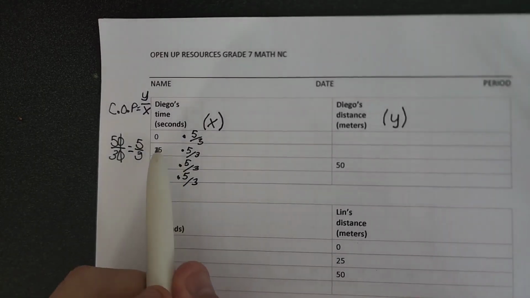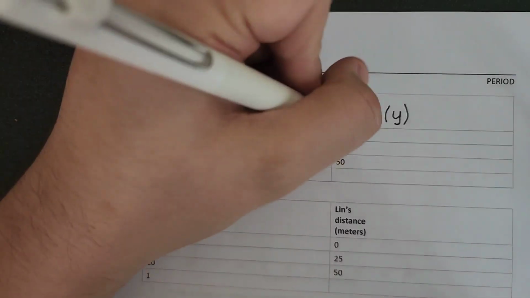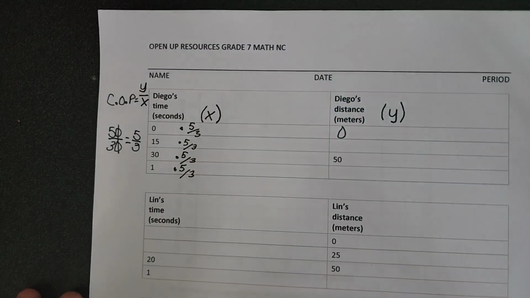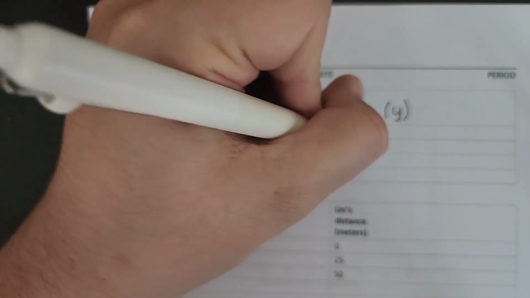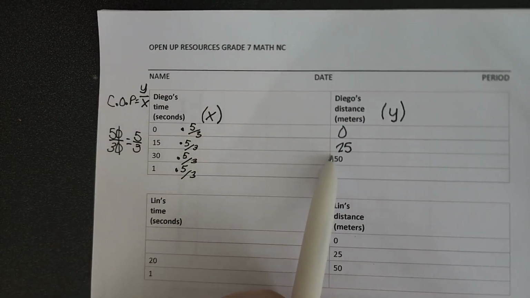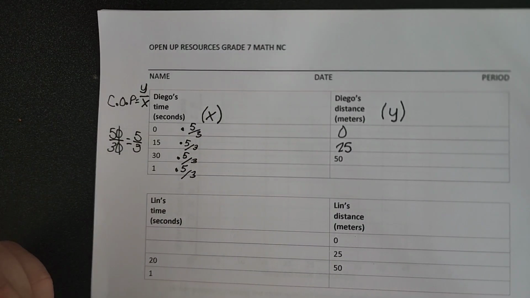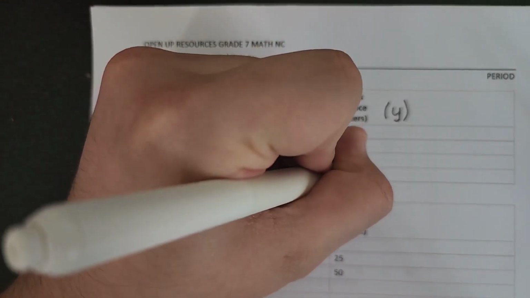So, what is 0 times 5/3? Yeah, 0. Okay, what is 15 times 5/3? Yep, you should have got 25. We know that 30 times 5/3 is 50. And what is 1 times 5/3? Yeah, just 5/3.